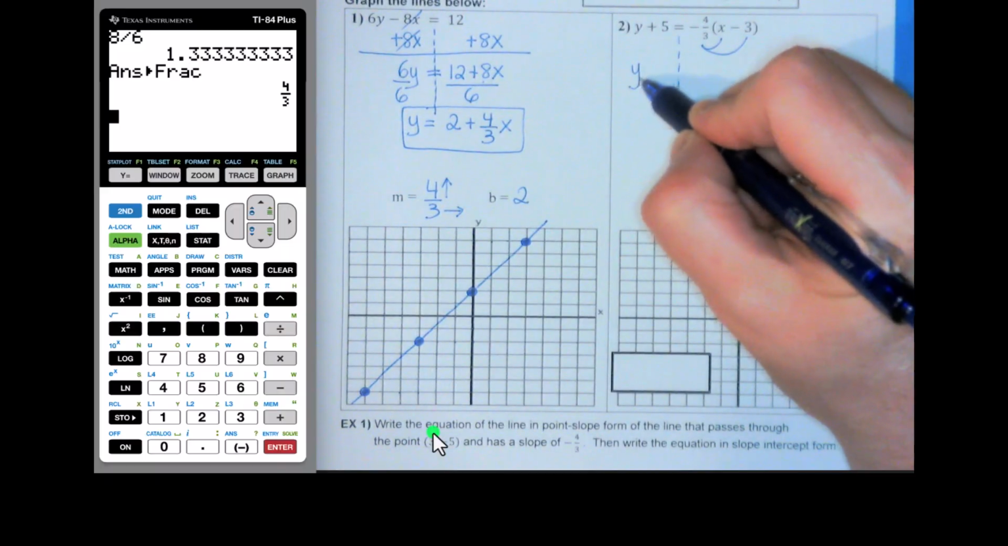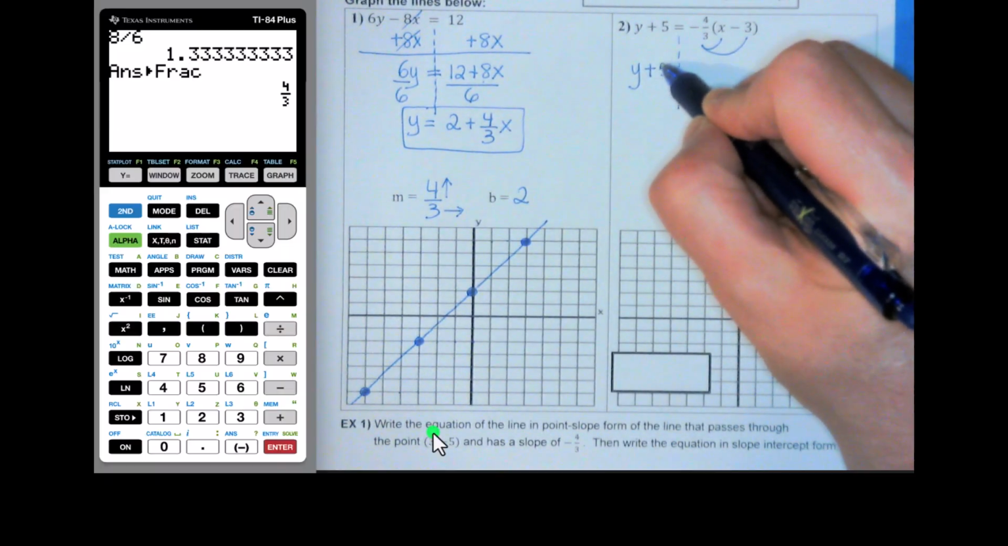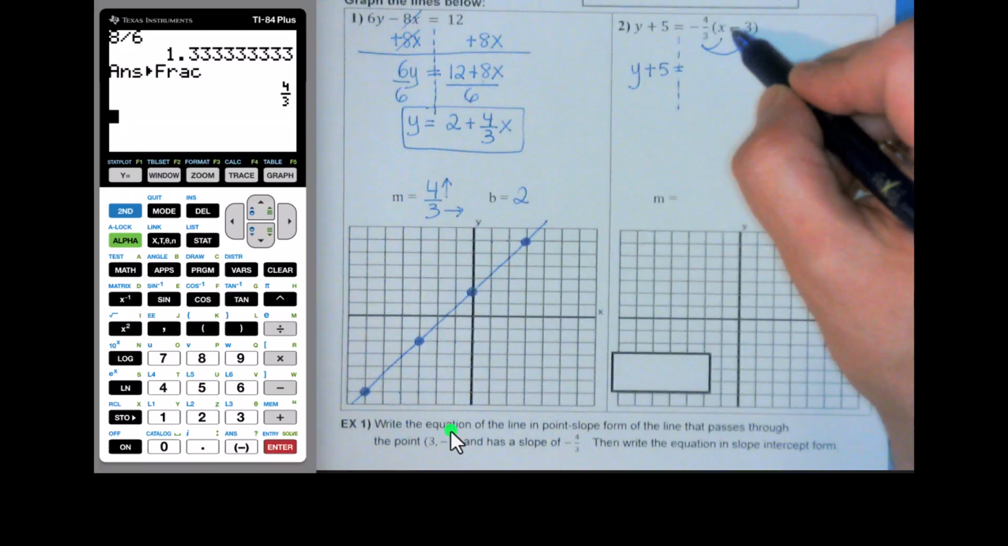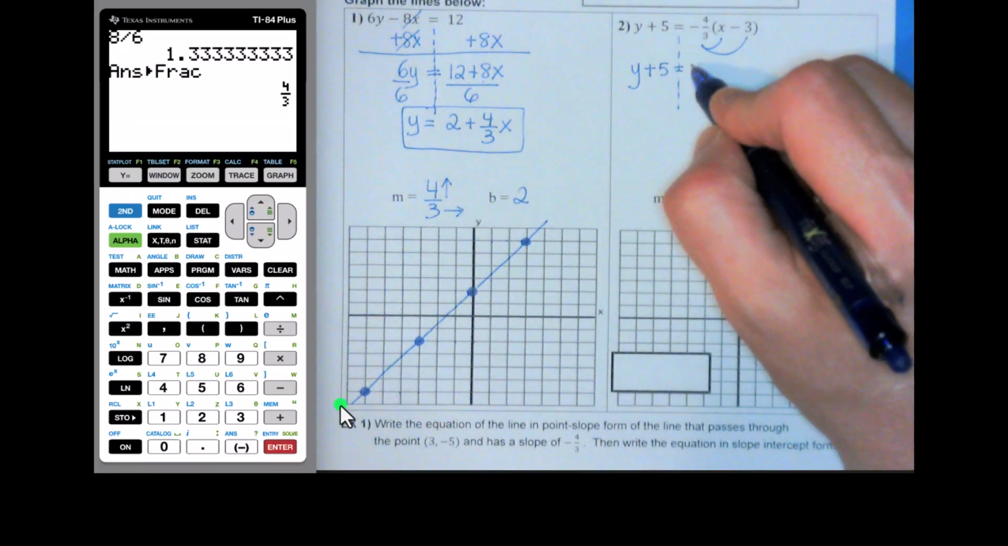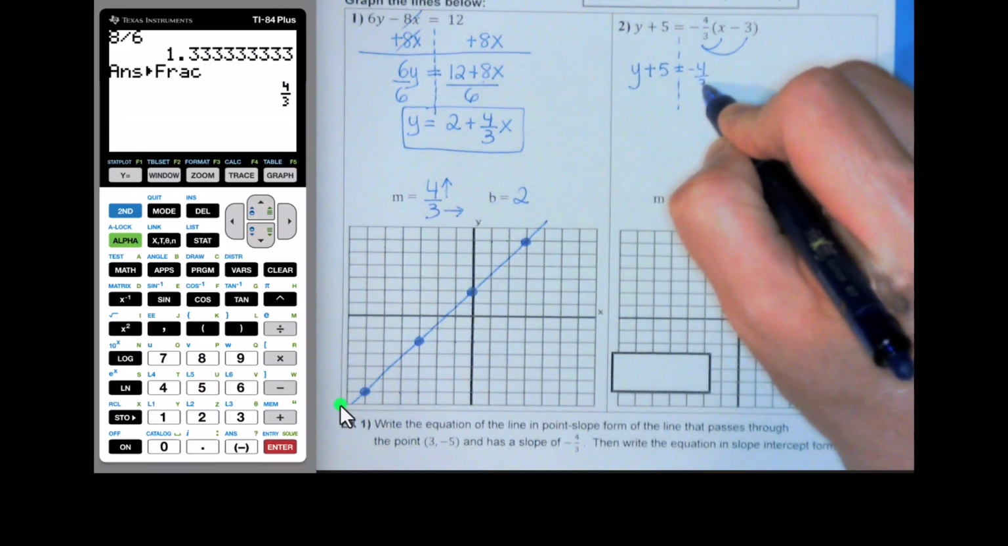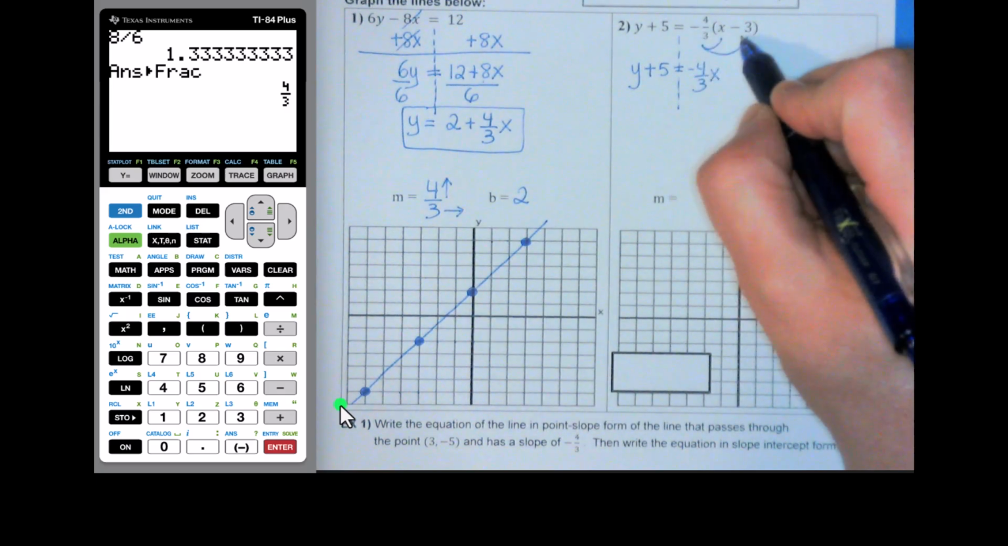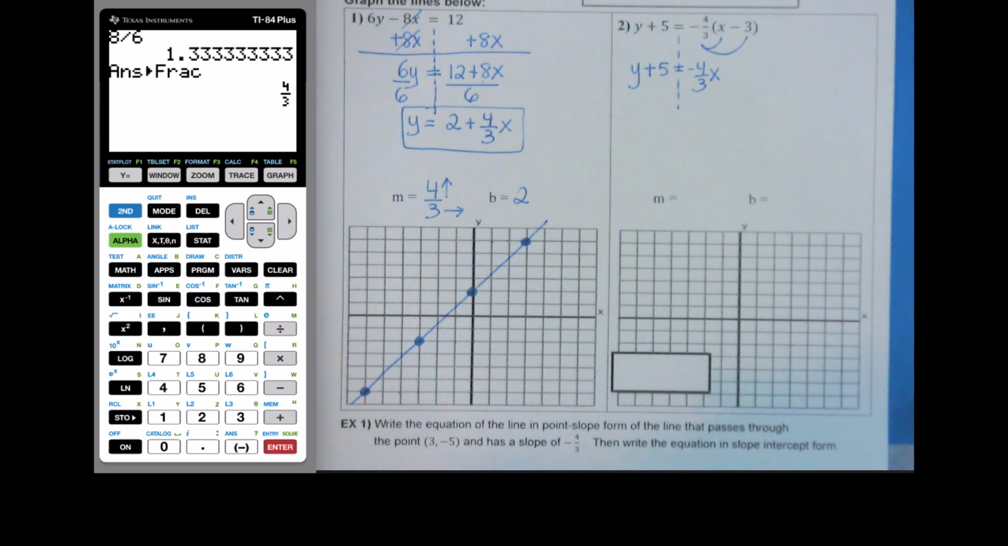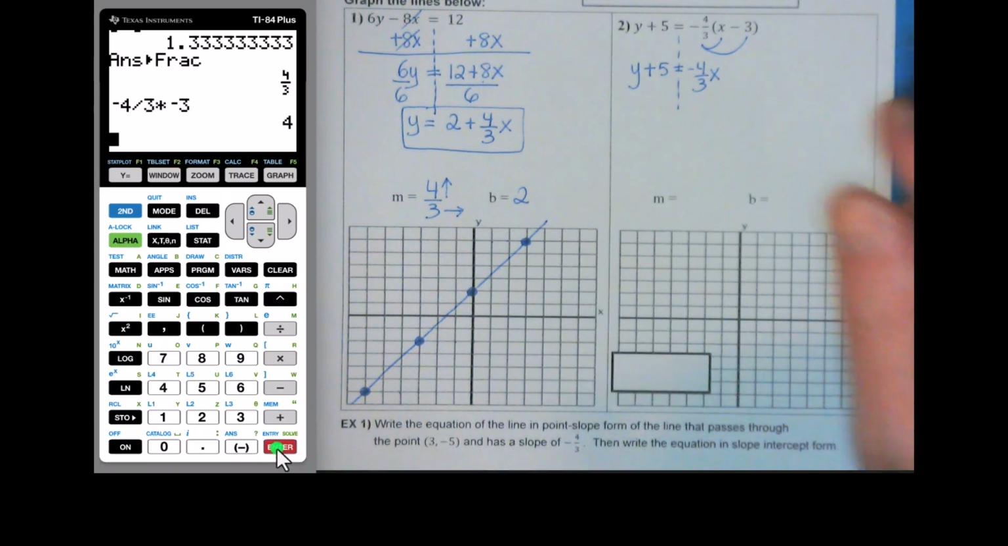So I'm going to have y plus 5. Then I'm going to multiply. Negative 4/3 times x is negative 4/3 x. Negative 4/3 times negative 3. So let's use the calculator here. Negative 4 over 3 times negative 3. I get positive 4.